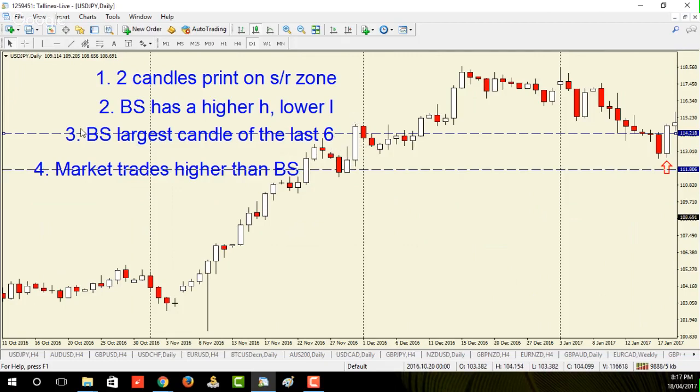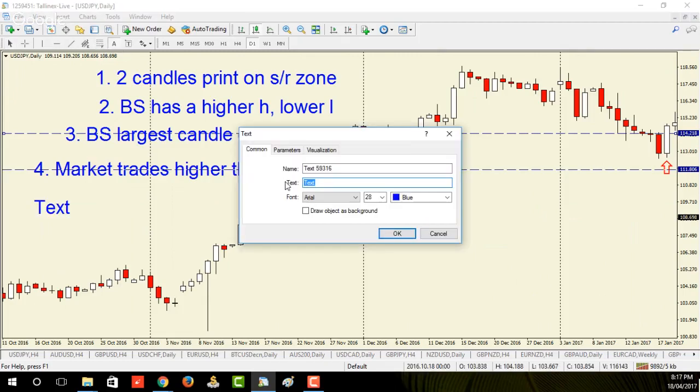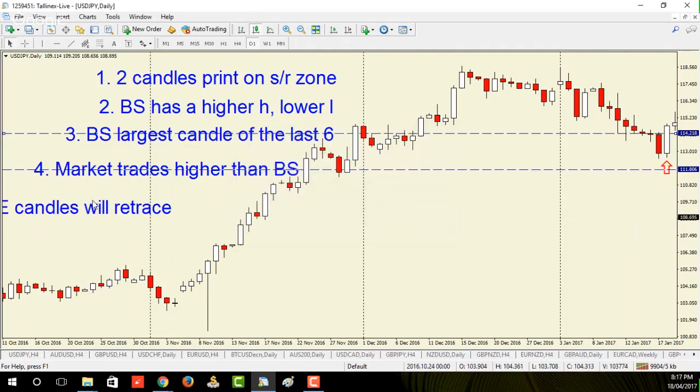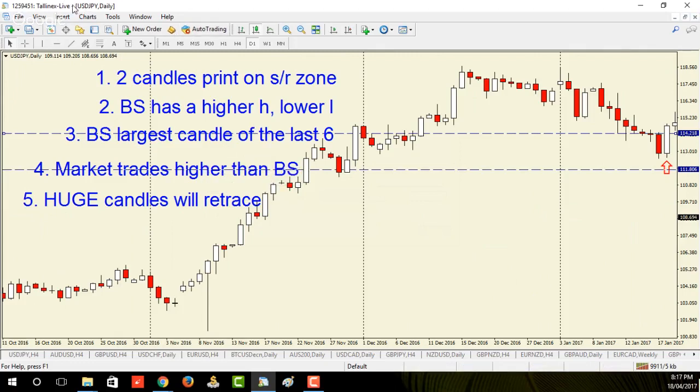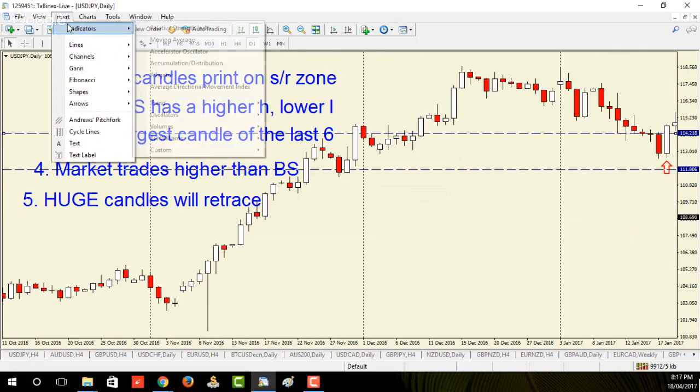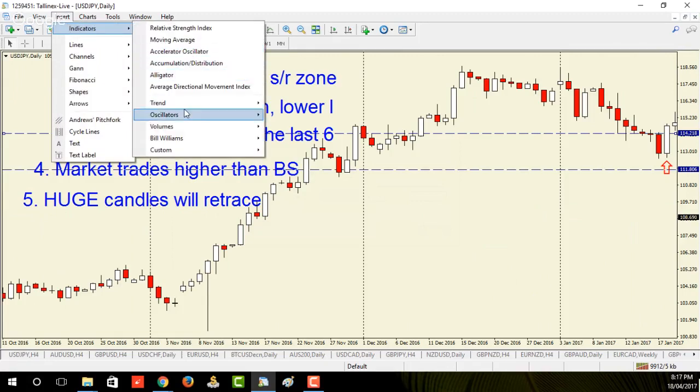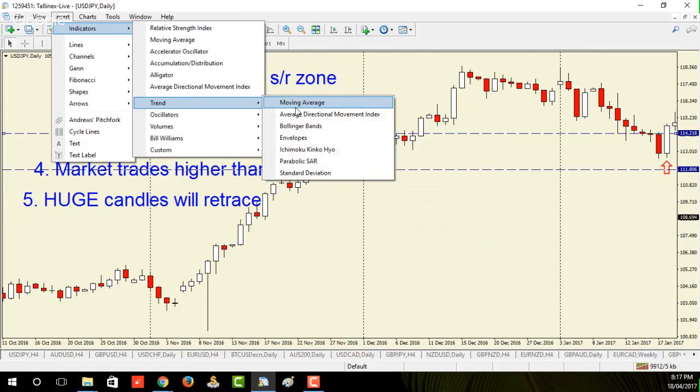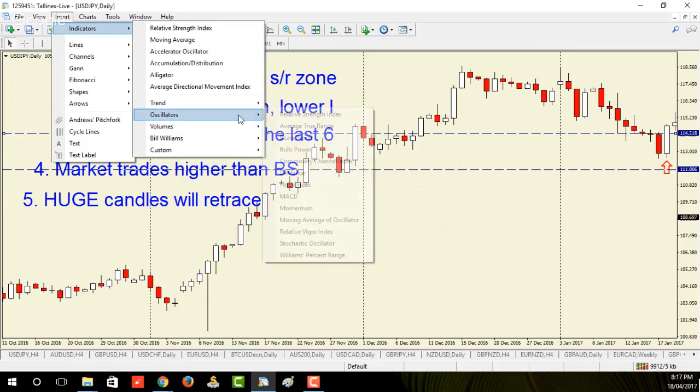Now, there is a caveat for rule number 3, which is this. Huge candles will retrace and are not good signals. Okay. So even though we want it to be the largest candle of the last 6, here's how you test this. You might have to use an indicator, even though I cringe, but I'm just going to give you an example of what you might do here using the average true range.